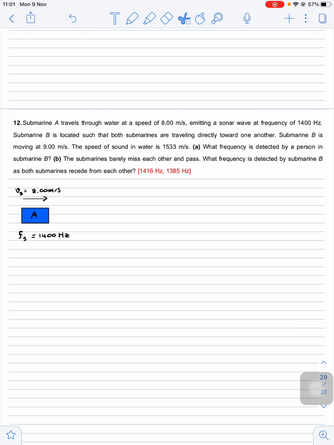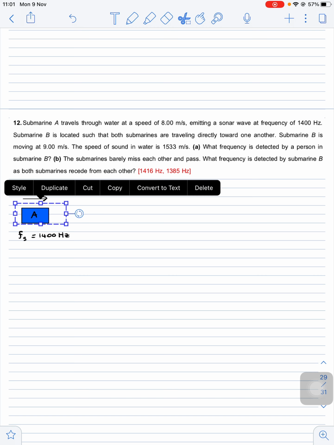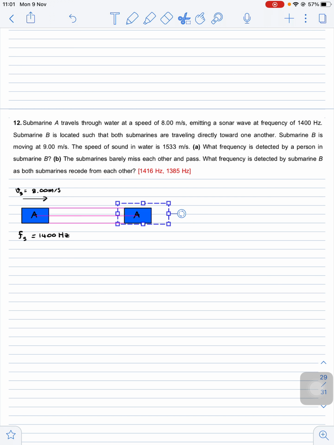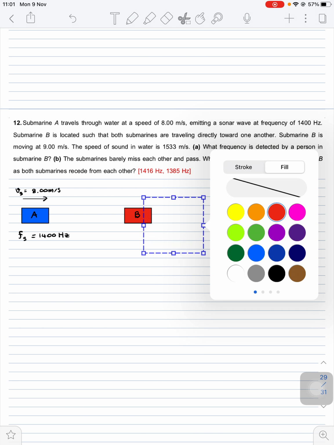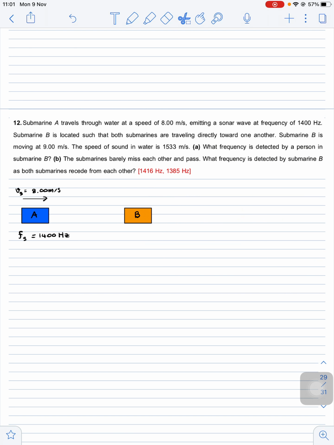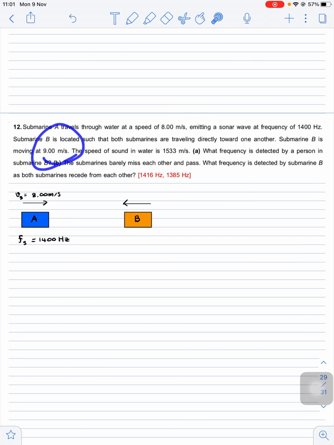Okay, now we have submarine B, located such that both submarines are traveling directly towards one another. So we're going to have submarine B here. Let me just change the color. Okay, so submarine B is moving towards submarine A with a speed equal to 9 meters per second.